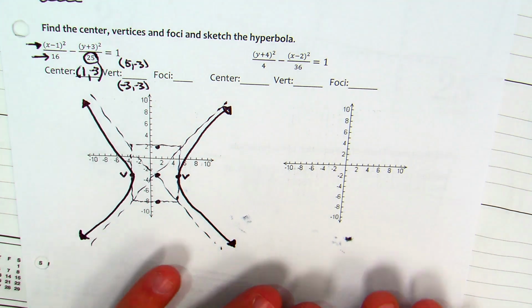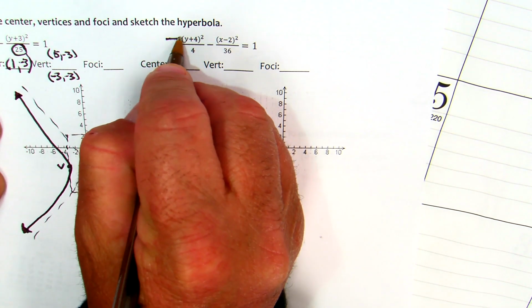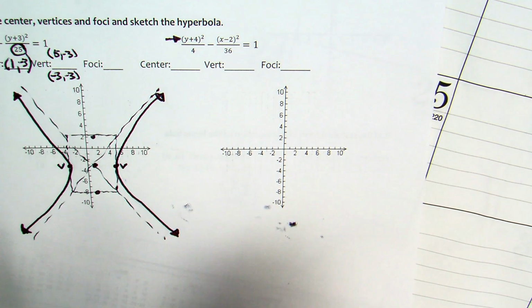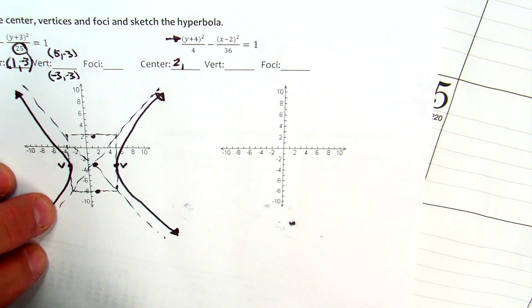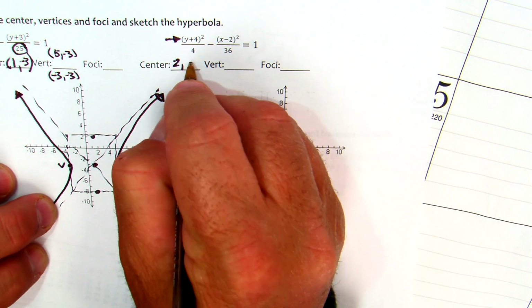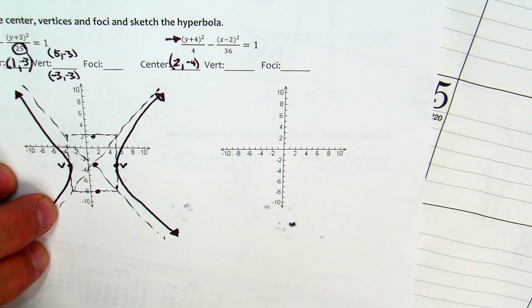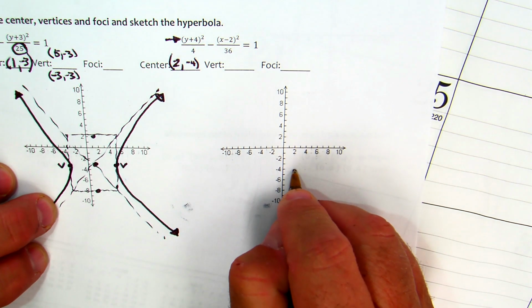All right, so we move over to the next one. This is saying y comes first. Now, what's the opposite of negative 2? 2. What's the opposite of positive 4? Negative 4. Be careful with that. A lot of people will mix those up because the y comes first. So my center is at (2, negative 4).